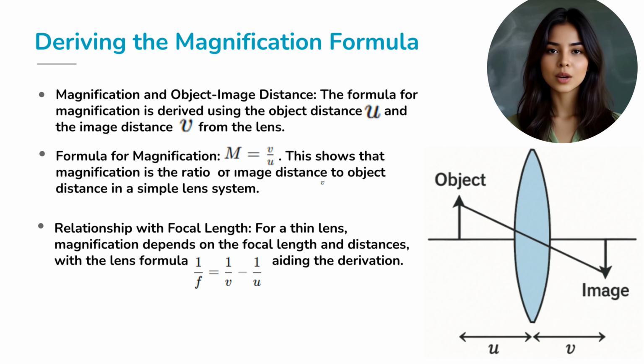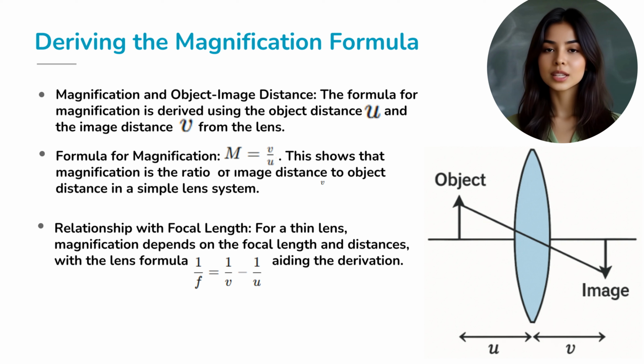All right, now that we know what magnification means, let's dig a little deeper and actually derive the formula for it. Imagine an object placed in front of a convex lens. The distance of the object from the lens is denoted by u. The distance of the image formed on the other side is denoted by v. These two distances, object distance and image distance, are the keys to our derivation.